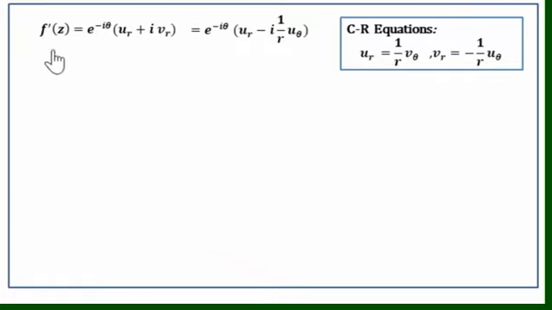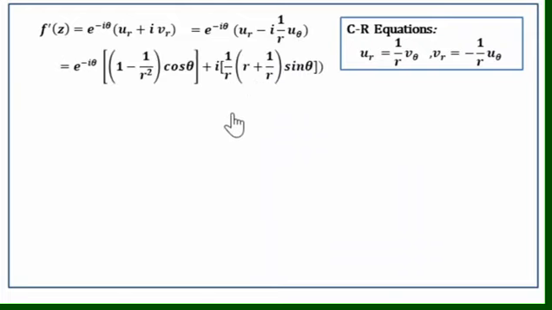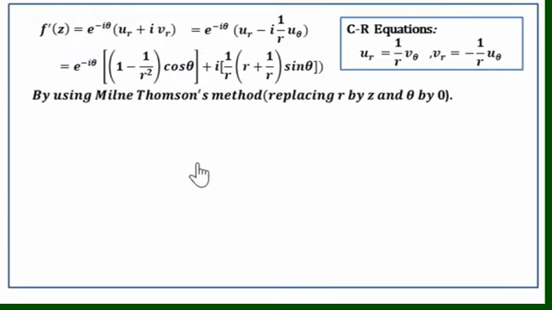So the formula for f dash of z now becomes e power minus i theta into ur minus i 1 by r u theta, by replacing vr by minus 1 by r u theta. Then we substitute for ur and u theta. This is a function of r and theta, but f dash of z we need in terms of z, so we are going to use the Milne-Thomson method. That is, we replace r by z and theta by 0.